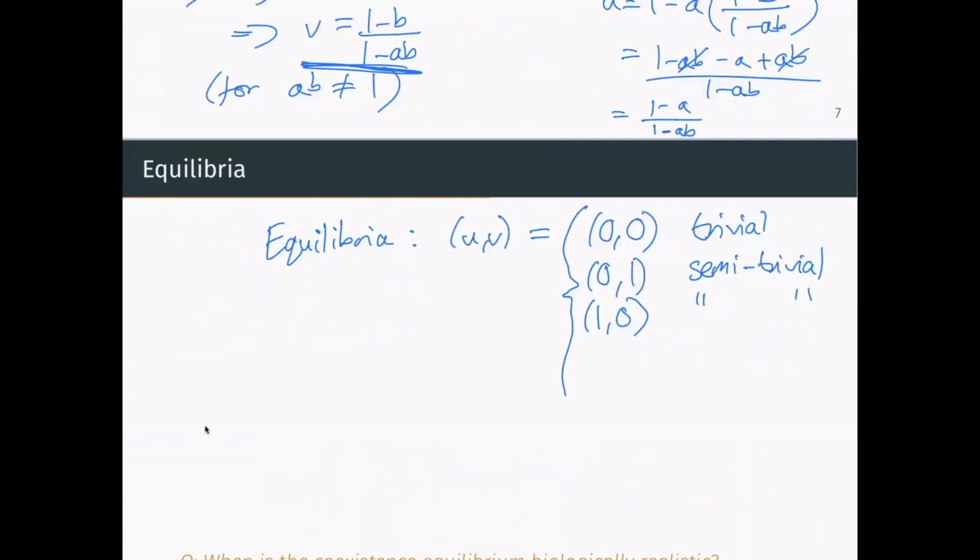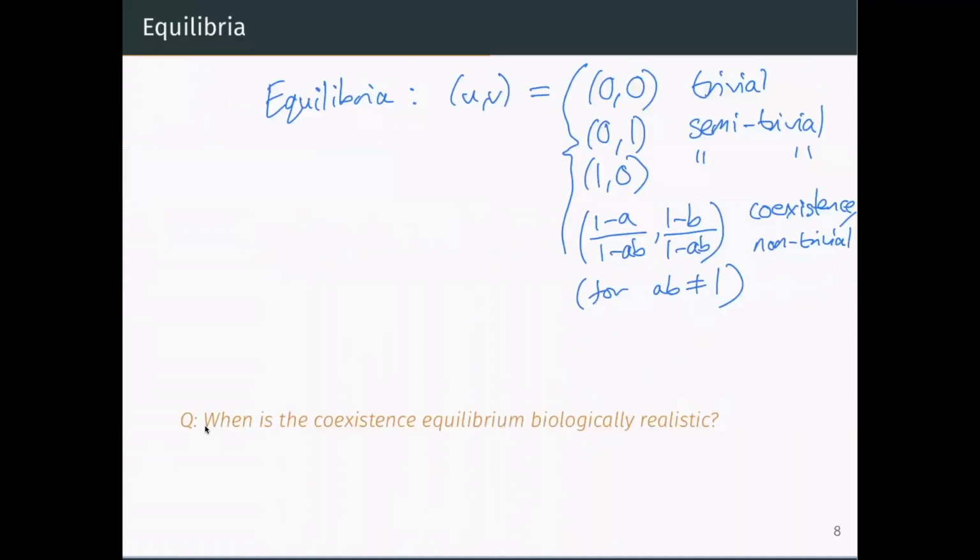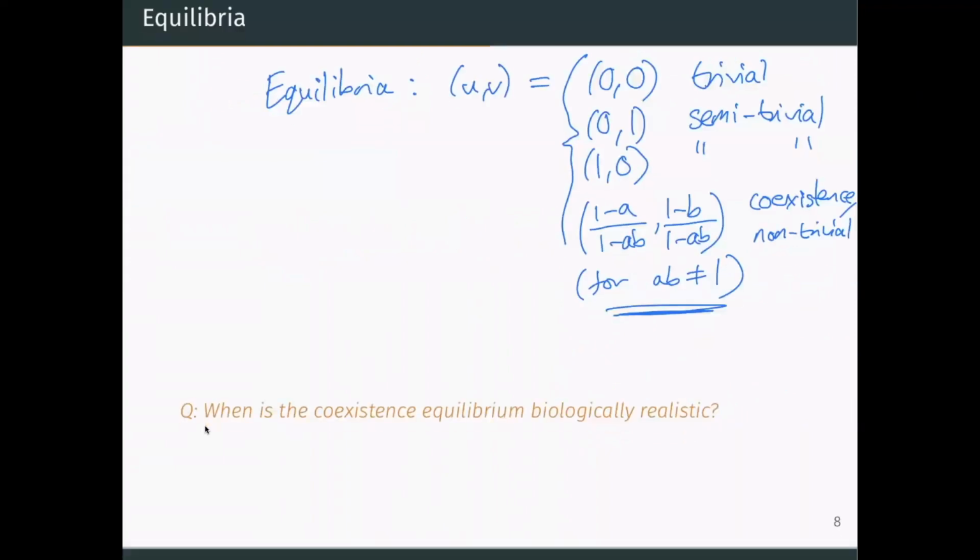And then finally, we had U is equal to 1 minus A over 1 minus AB, and V is equal to 1 minus B over 1 minus AB. Again, for AB not equal to 1. And this we refer to as our non-trivial coexistence equilibrium. Coexistence or non-trivial. In fact, we should go a little bit further than just saying for AB not equal to 1.